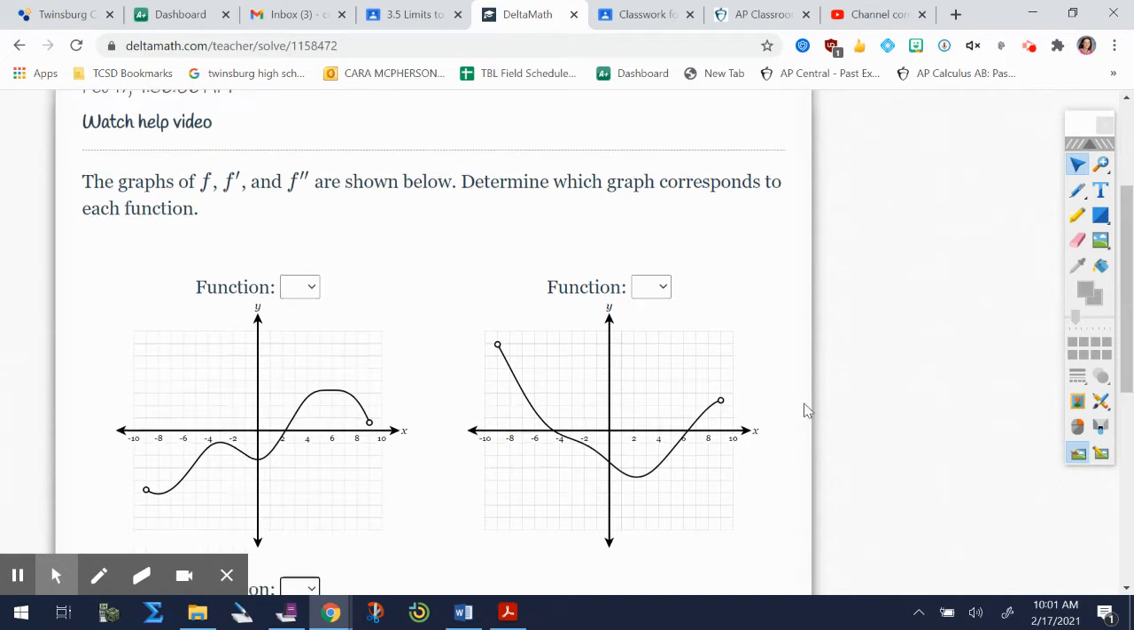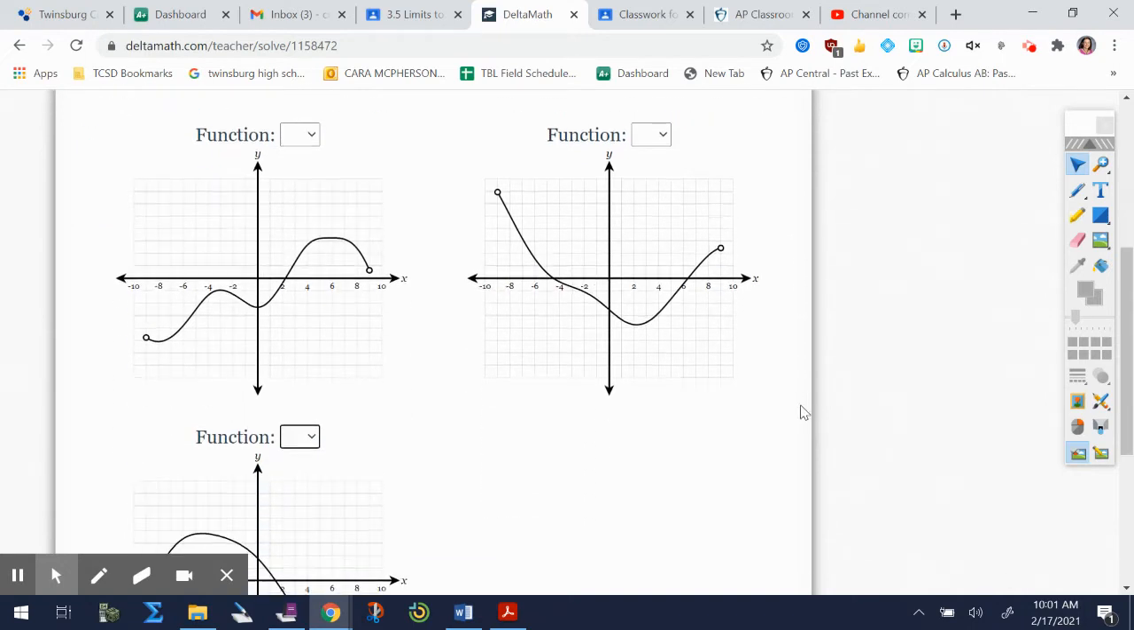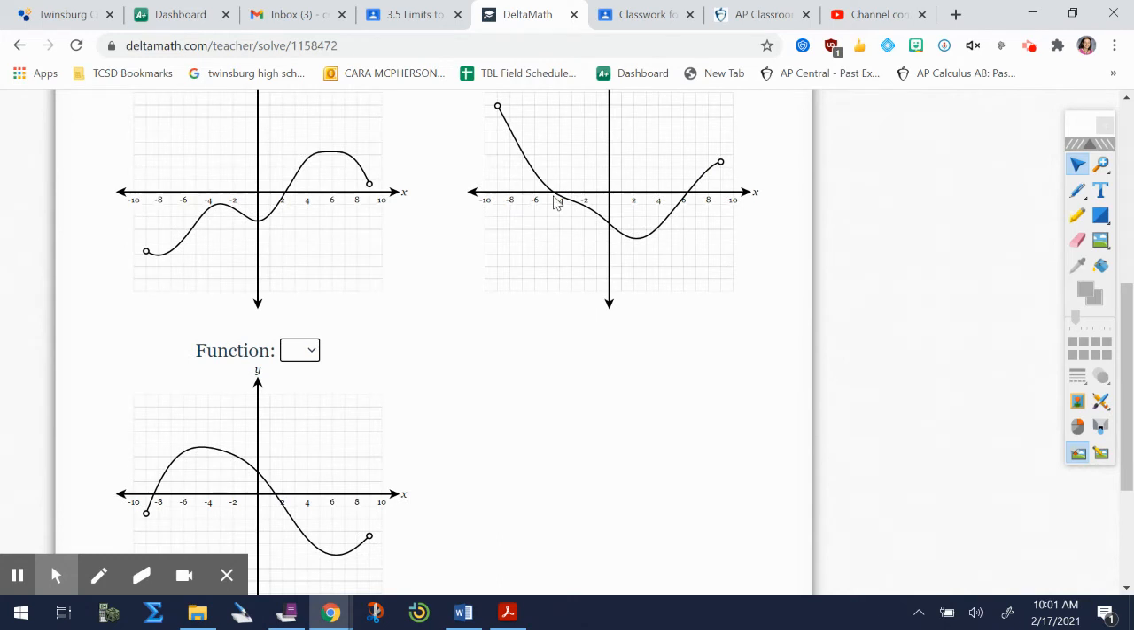So when you're going through here, one of the things that I like to look at is where it crosses the x-axis, because essentially, if you have a derivative graph crossing the x-axis somewhere, it should be an extrema on the original. So I kind of go with that first. For example, this one only crosses the x-axis at 2. So that would mean the original would only have one extrema.